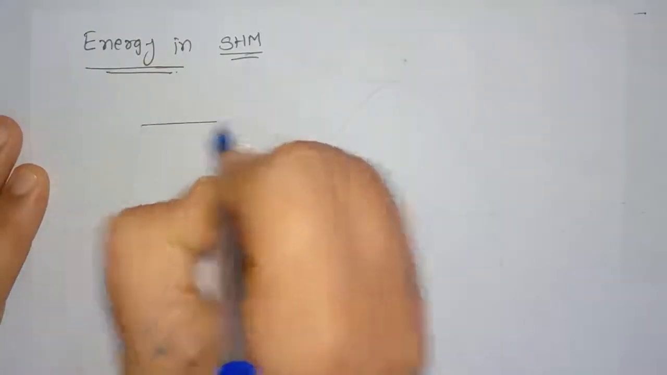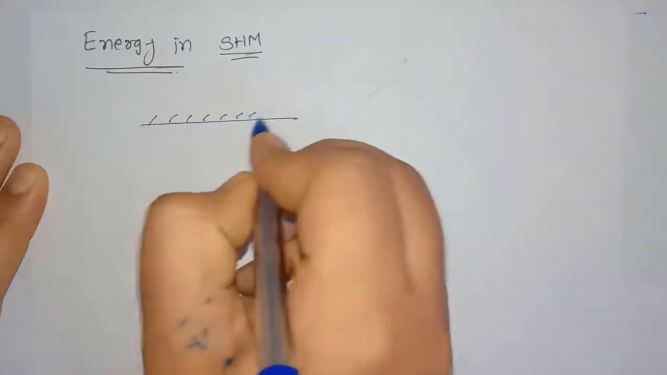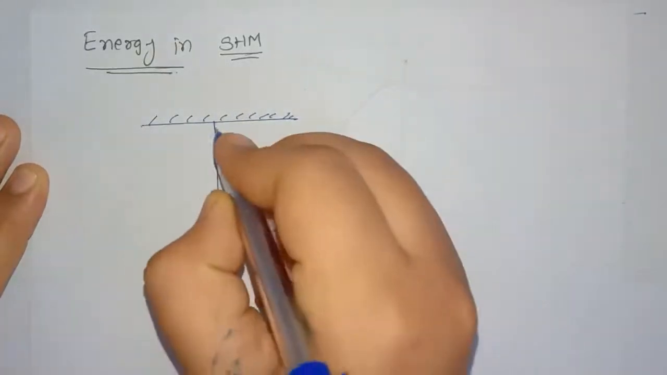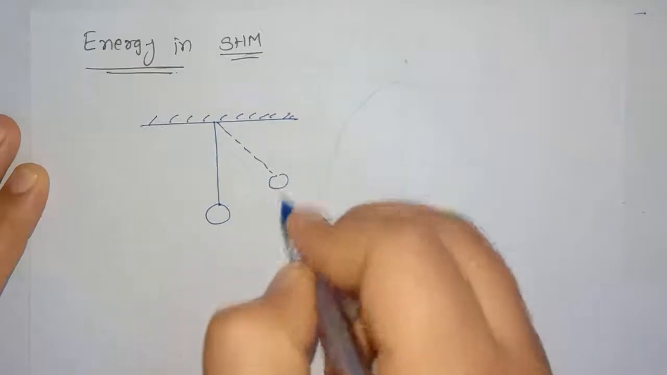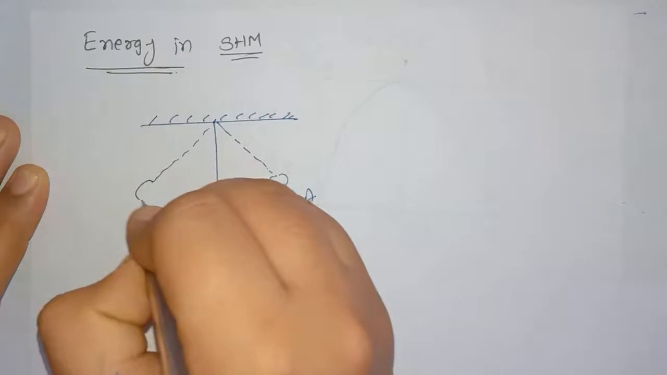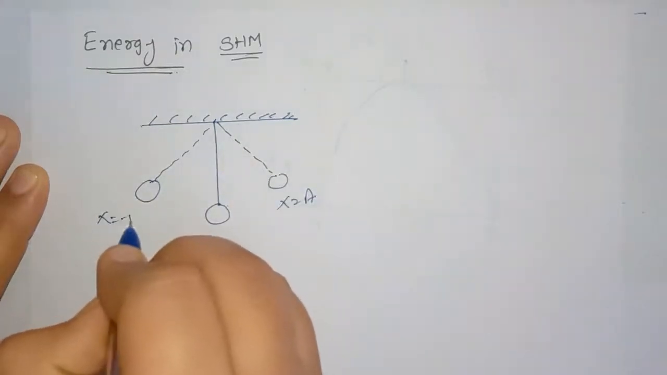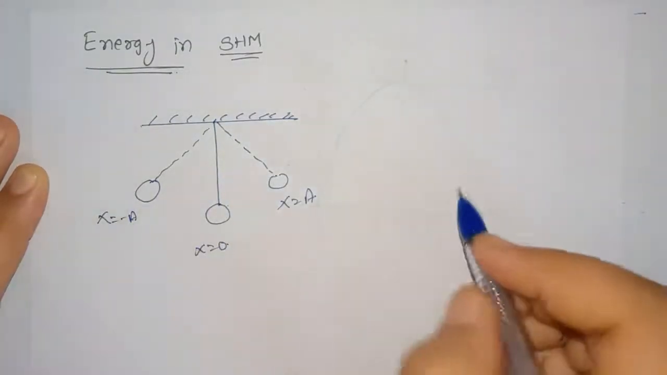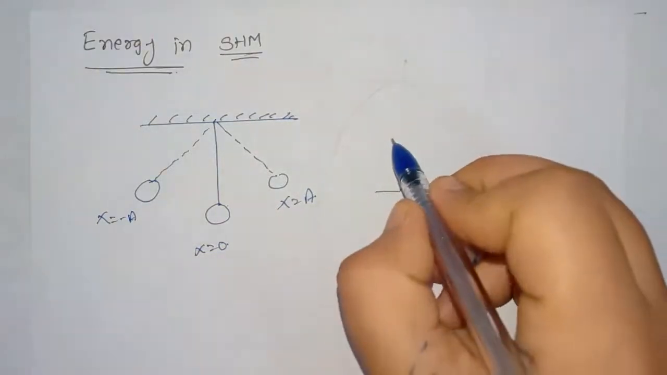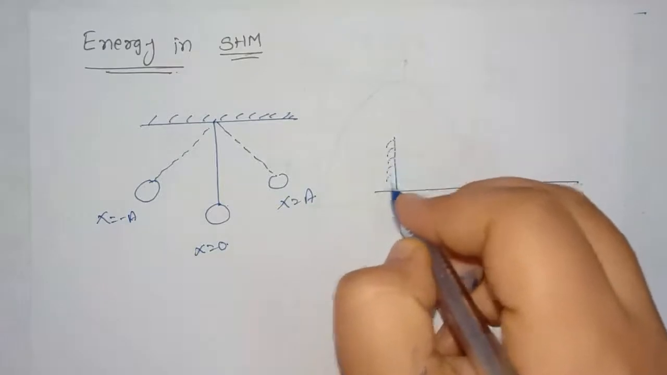Now let us see the energy in simple harmonic motion. Let us take an example of a pendulum. This is one extreme position. And let us take example of this spring also.